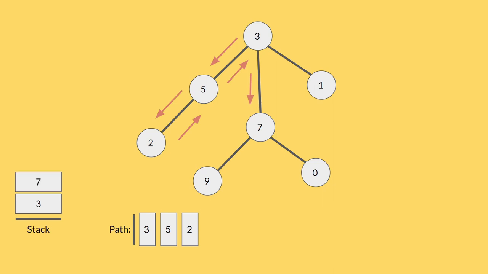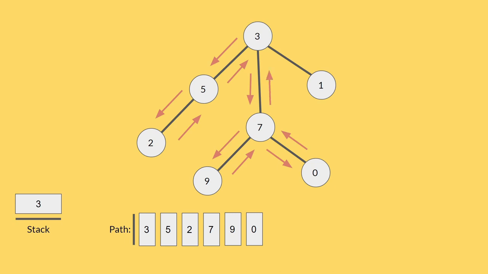That leads us to 7, add it to our stack and path, go down its leftmost branch, add 9 to the stack and path. 9 does not have any branches, so remove it from the stack, return to the parent. 7 has one remaining branch, go down that path, add 0 to the stack and path. 0 doesn't have any branches coming out of it, so remove it from the stack, return to 7. 7 is completely visited now, so we return to 3.